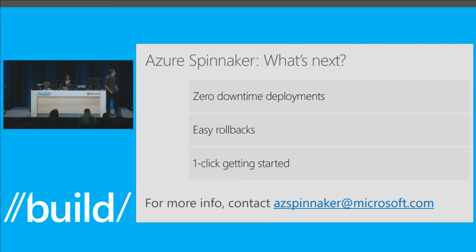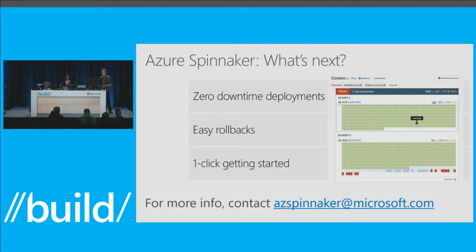Just a quick look at the roadmap, what they're doing next: they're working on zero downtime deployments. So looking at ways that your production just stays running. There's no few second blip while the application gateway swaps. They're going for blue-green type configuration, as it's called. Also easy rollbacks and just one click to get started. So AZ Spinnaker at Microsoft.com is that project if you're interested in that.